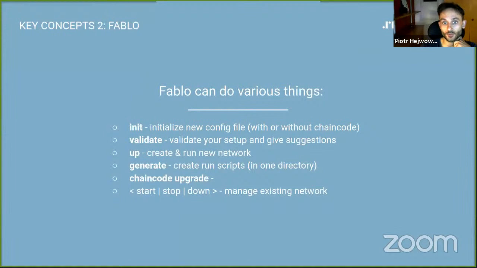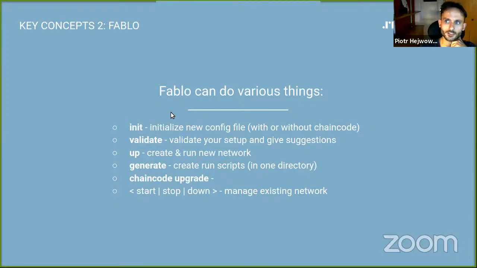The second part is Fablo itself. Fablo can do various things. The basic command is Fablo init, and it's your starting point because you can initialize your new configuration file, and you can decide if you want a blank network without chaincodes, or you want a sample one just to play a little bit with Fabric. And then you can modify your configuration file, and if you decide to verify that everything is okay, you can use validate.